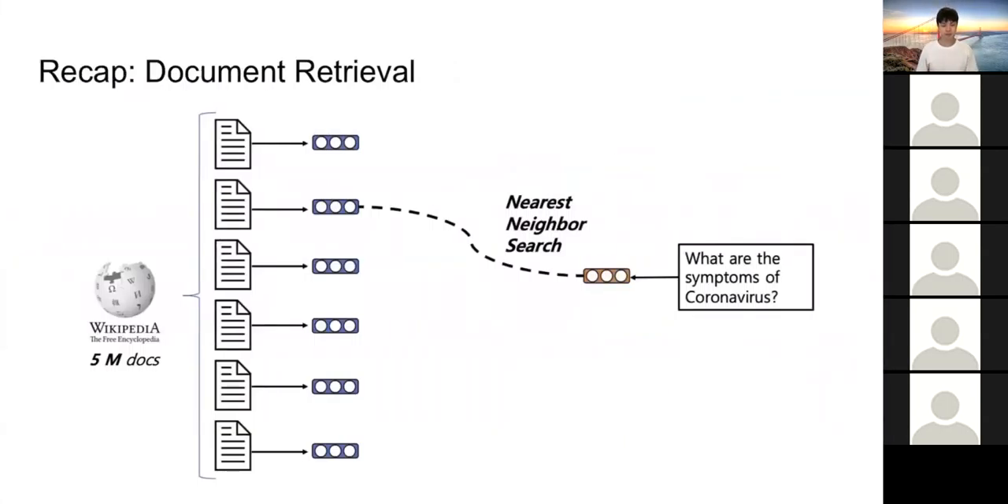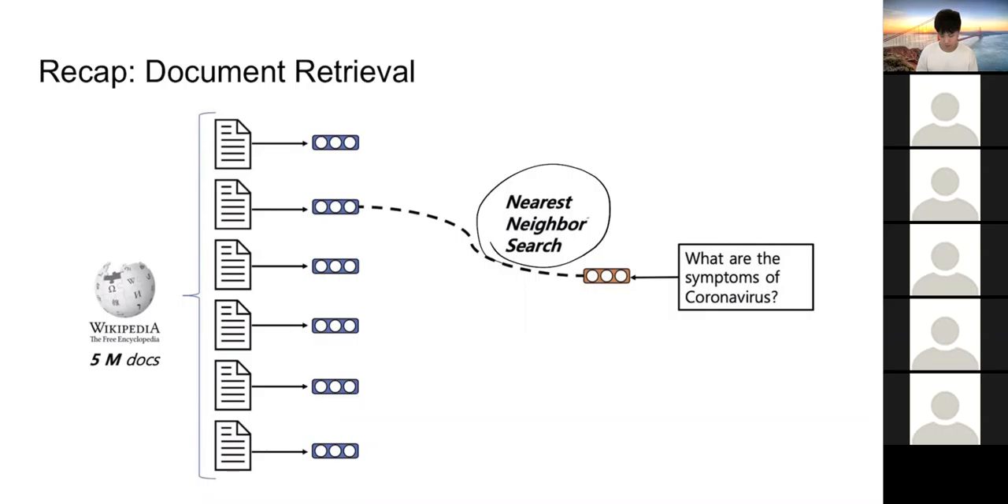Let's start with the recap. I think you remember this slide from last lecture: you have Wikipedia, and let's say you have a question and you want to retrieve the document that's related to the question. How can we do that? The most convenient and efficient way is to map each document to a vector so that you can compare between these vectors and find the document that has the most similar vector to the query vector. This is called nearest neighbor search.